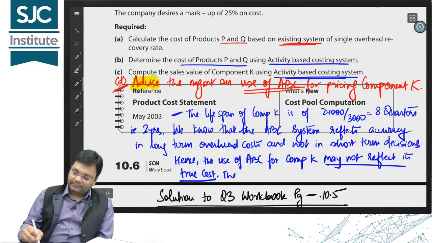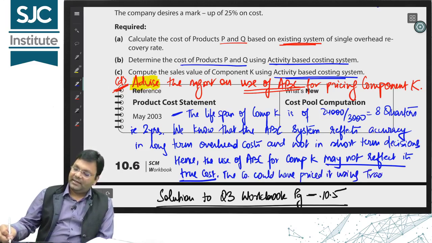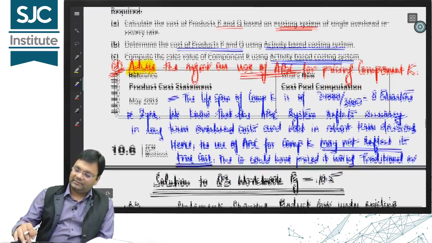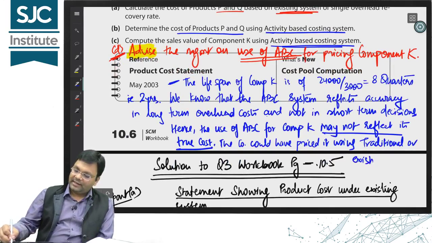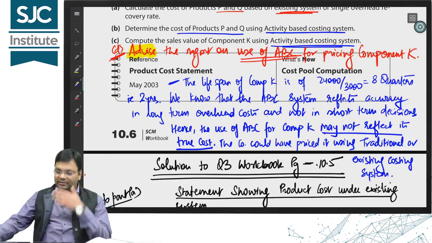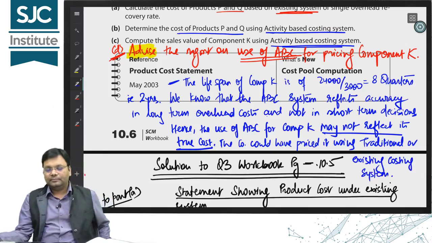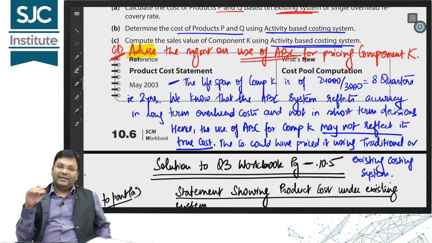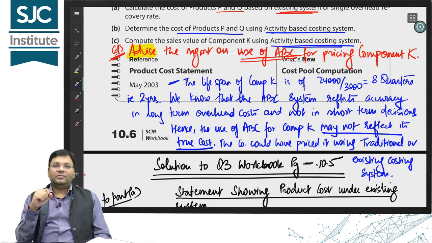The company could have priced it using traditional or existing costing system. So whenever we are saying advise, you have to come to some conclusion also.